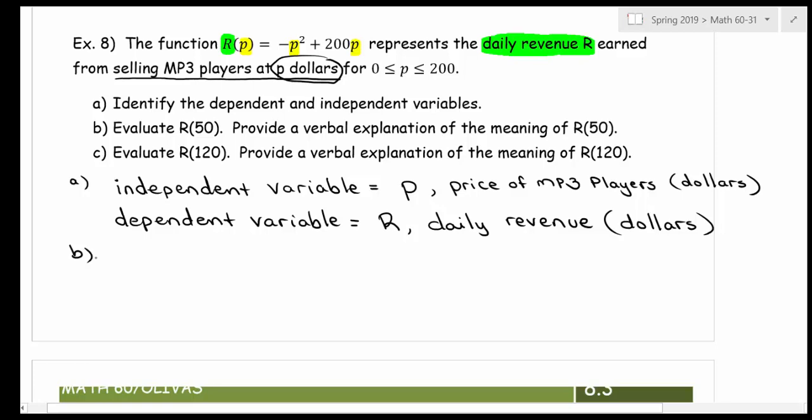All right, part B, evaluate R of 50. Provide a verbal explanation of the meaning of R of 50. So I'm going to copy down my function. R of P is equal to negative P squared plus 200P. But I want R of 50, so I'm going to substitute a 50 every time I see P.